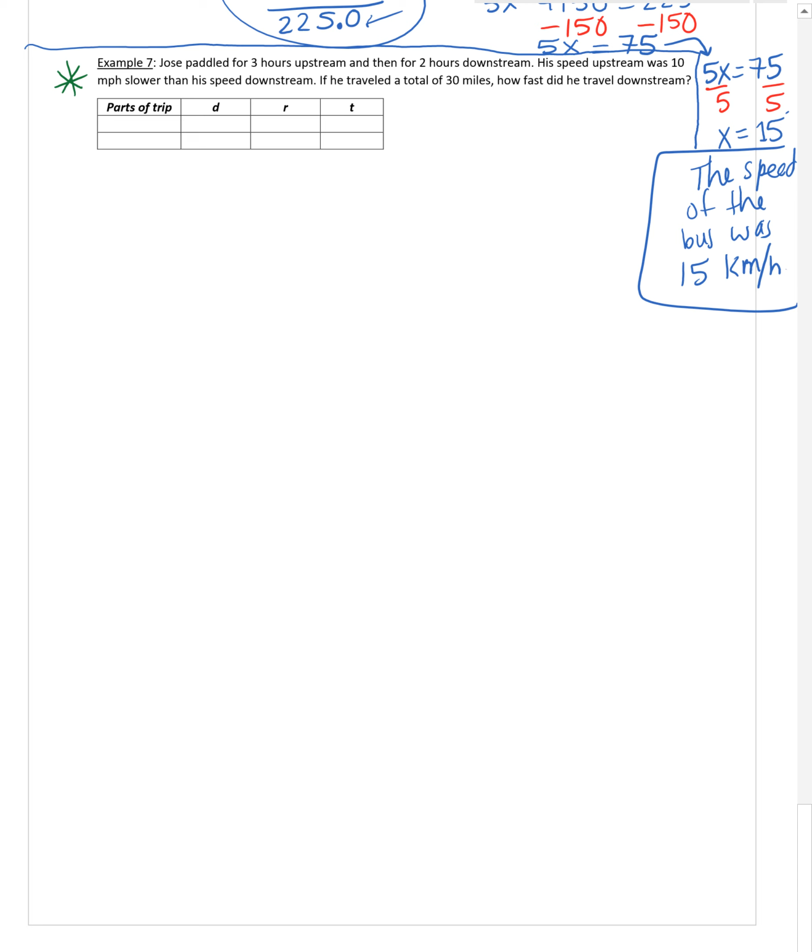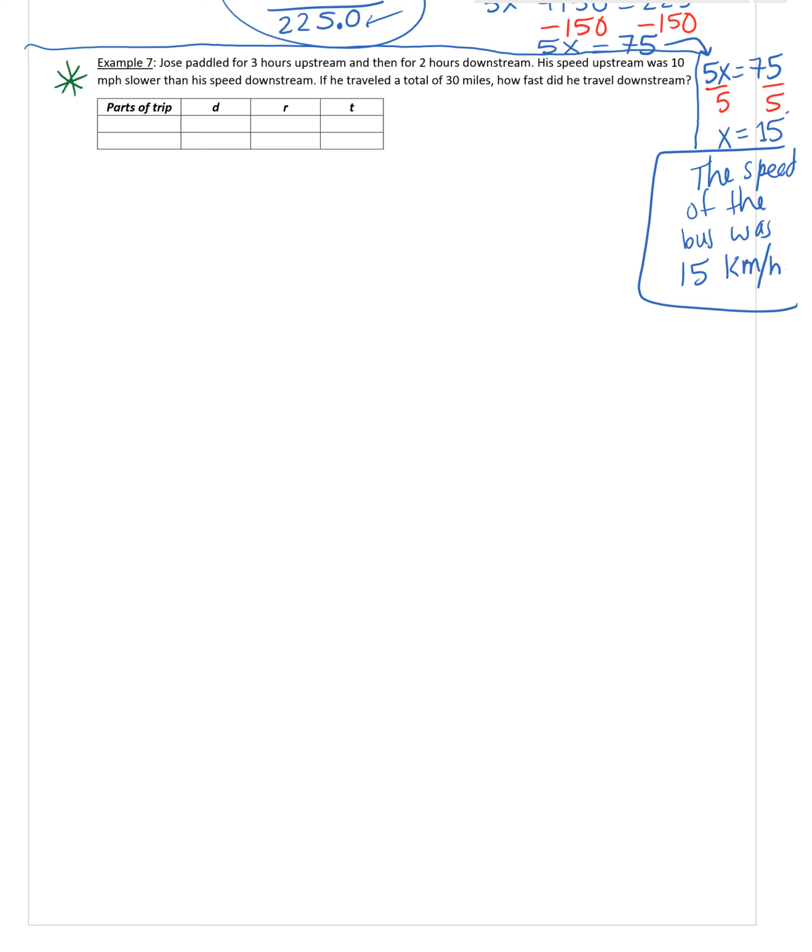Okay. So I'm going to read this problem and just make sure it makes sense. Jose paddled for 3 hours upstream and then for 2 hours downstream. Okay, that makes sense. His speed upstream was 10 miles an hour slower than his speed downstream. Okay. If he traveled a total of 30 miles, how fast did he travel downstream? All right, it makes sense.